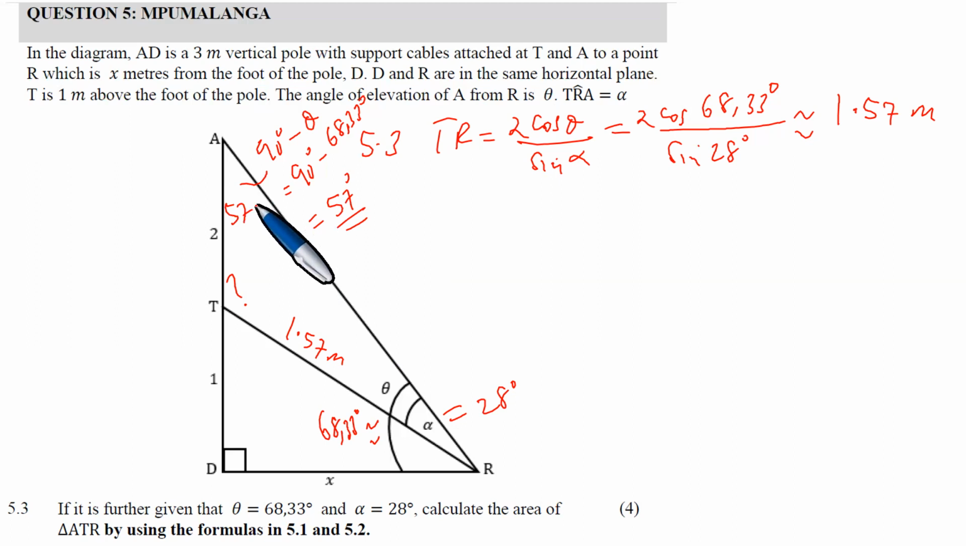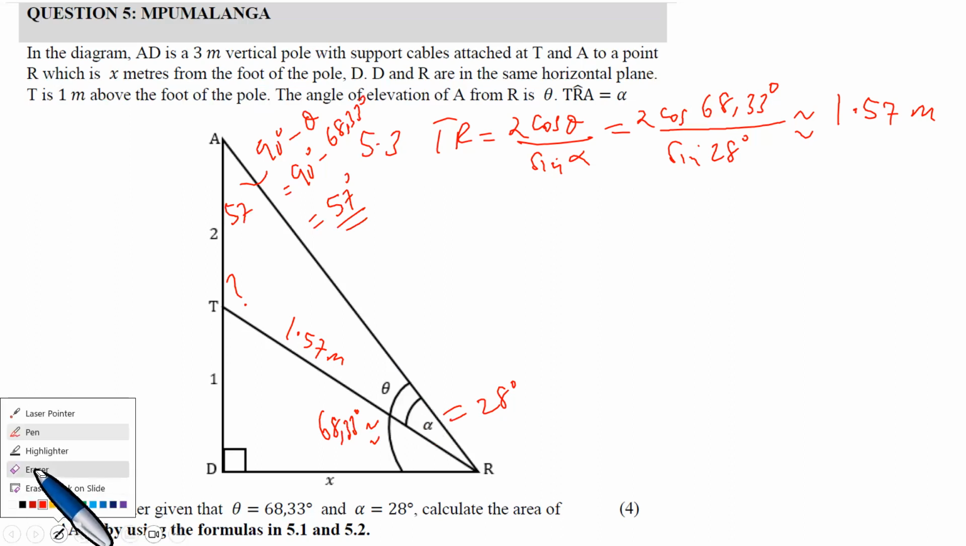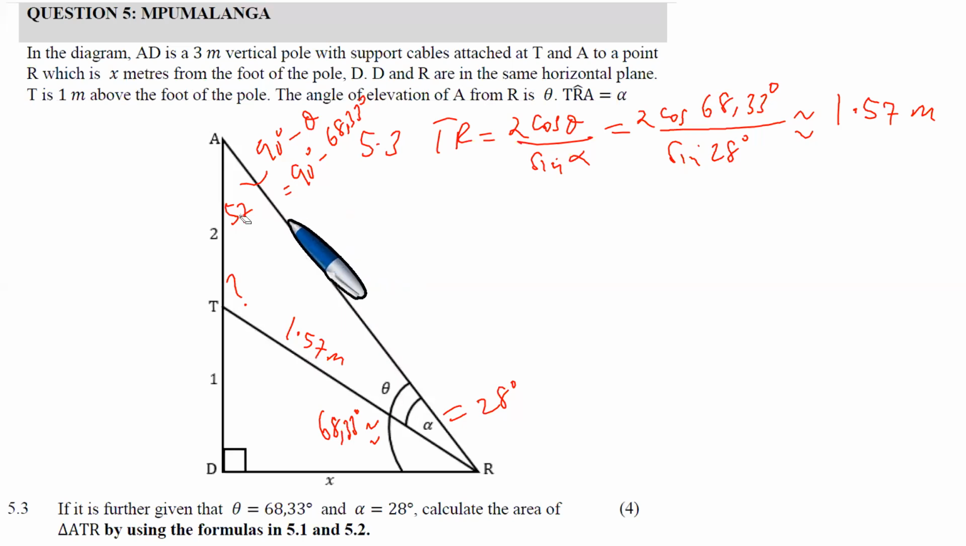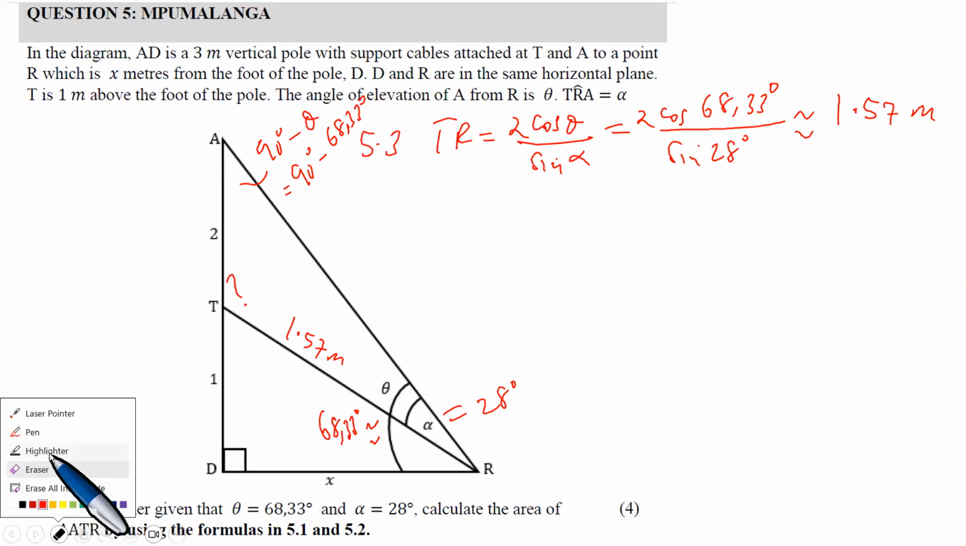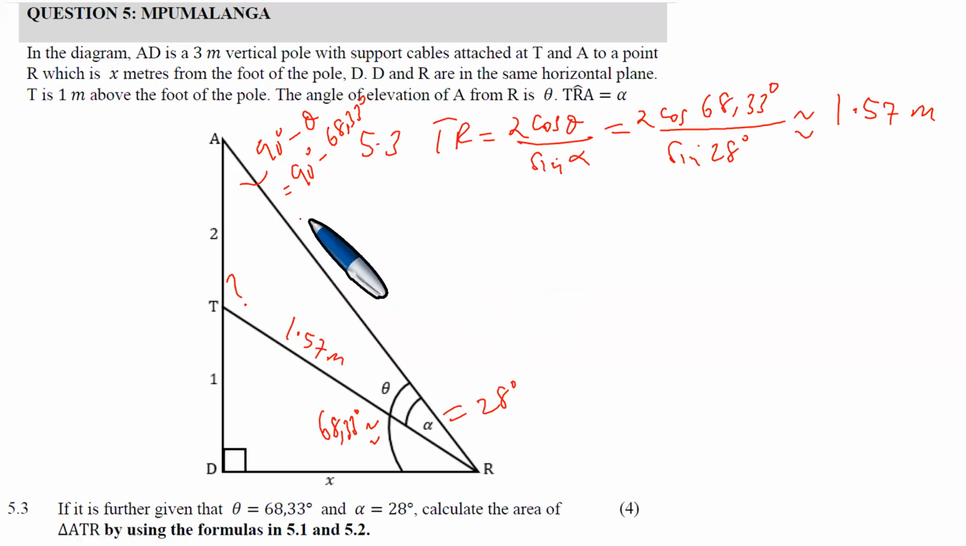Let me see. No, I'm saying 90 minus 68.33. It is 21.67. Right, so it is exactly 21.67. Just note that. So we're going to have 21.67 here. This one here is actually 21.67 degrees. So you have that.